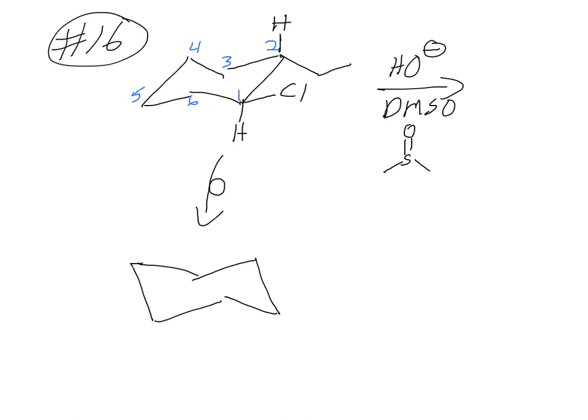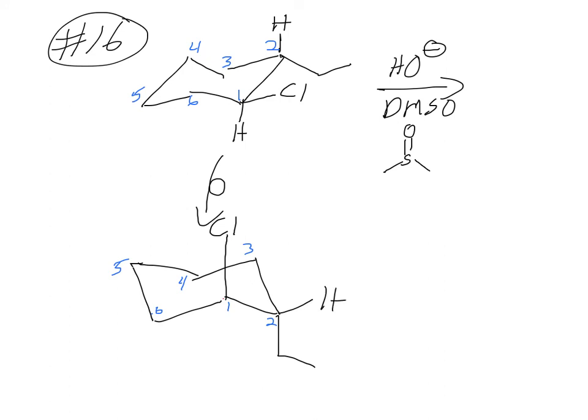So this is now carbon 2. It'll be 1, 6, 5, 4, 3. So carbon 1 has the chlorine on it, right? And it should be pointed up. So this should be the chlorine, now axial. This ethyl group was pointed down, should be down and axial.